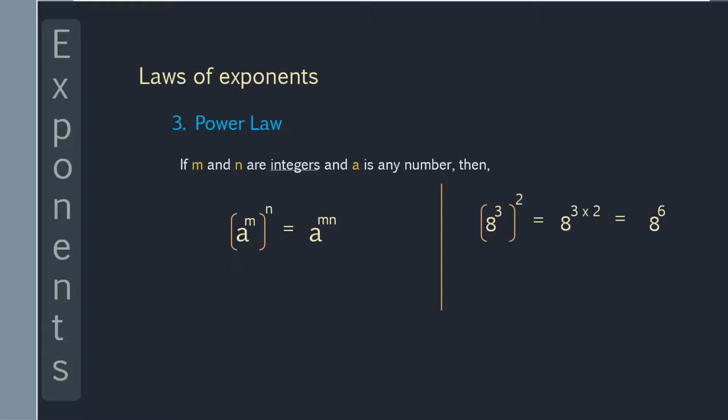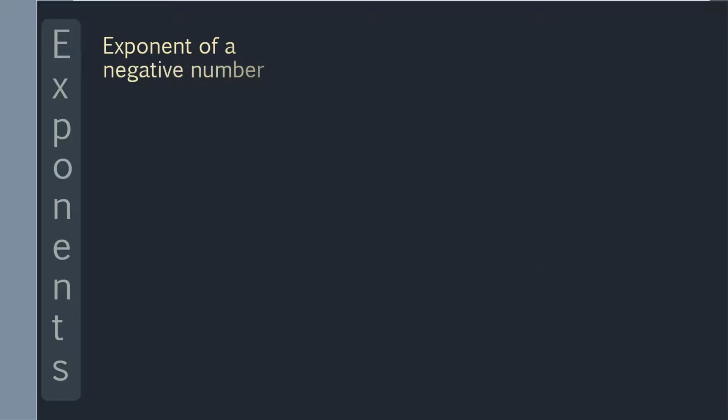In the same manner, 2 raised to negative 4 whole raised to 3 is equal to 2 raised to negative 4 into 3. That is equal to 2 raised to negative 12. So far, we saw raising a positive number to some power. What if we take the power of a negative number? Let's take a negative number, say negative 3, and raise it to different positive powers and see the values.